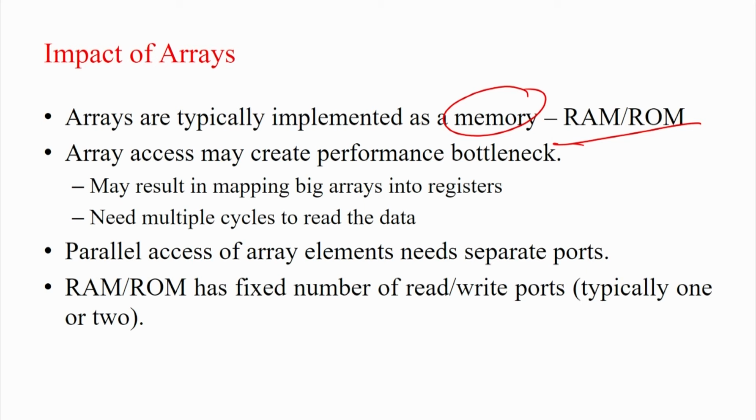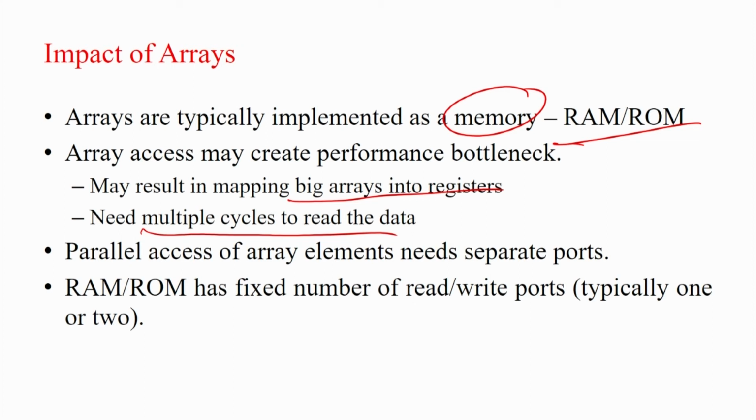But in C we do not care, we can read say 10 elements at a time from an array. If you have multiple accesses to an array, then it is a problem for a memory. Either, because of the multiple accesses, the array will be mapped to big registers, or we need multiple cycles to read the data.